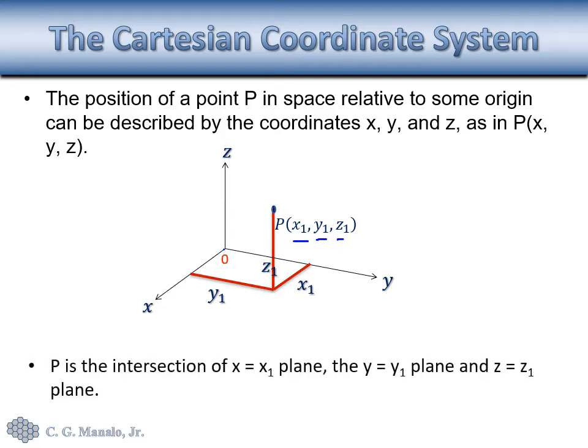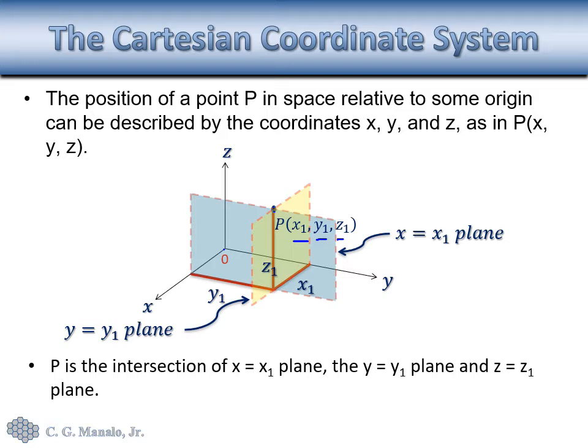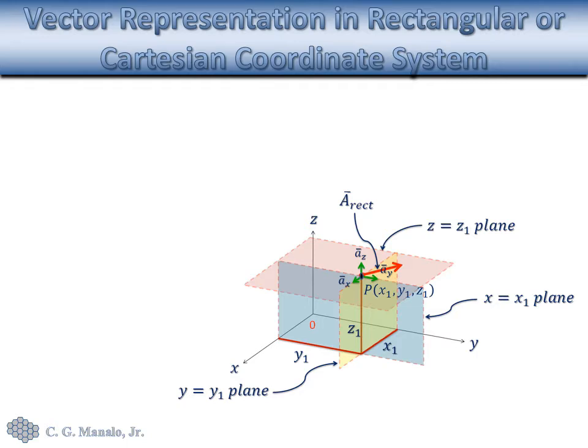Now this point can also be considered to be the intersection of three planes. We have the x equals x sub 1 plane, the y equals y sub 1 plane, and the z equals z sub 1 plane. Let's say at this point P, we're trying to measure the wind velocity. And let's represent that velocity by the vector a sub rect.